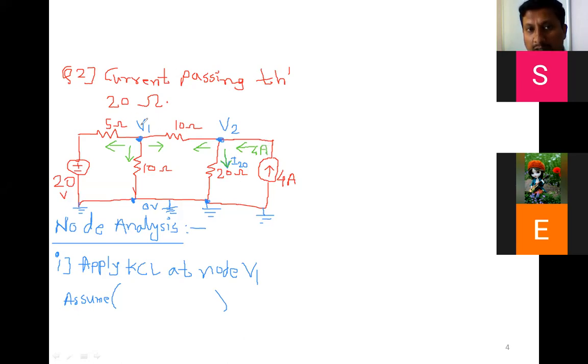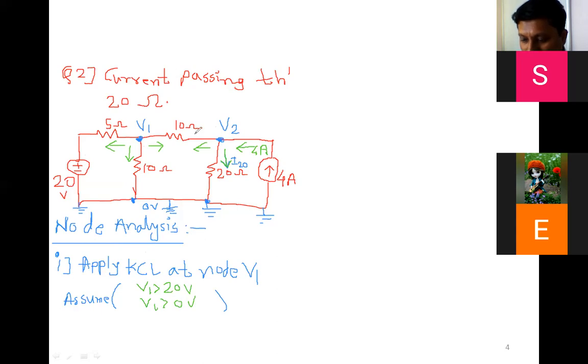Now, first of all, we think about this node because we are applying the KCL at node V1. The assumption is what? V1 is greater than 20 volt. For the second branch, we don't need to assume, but you can still write V1 greater than 0 volt.